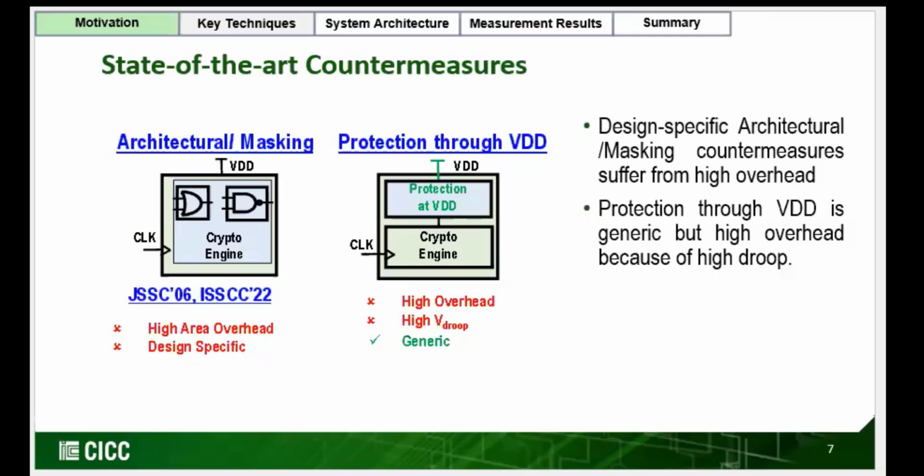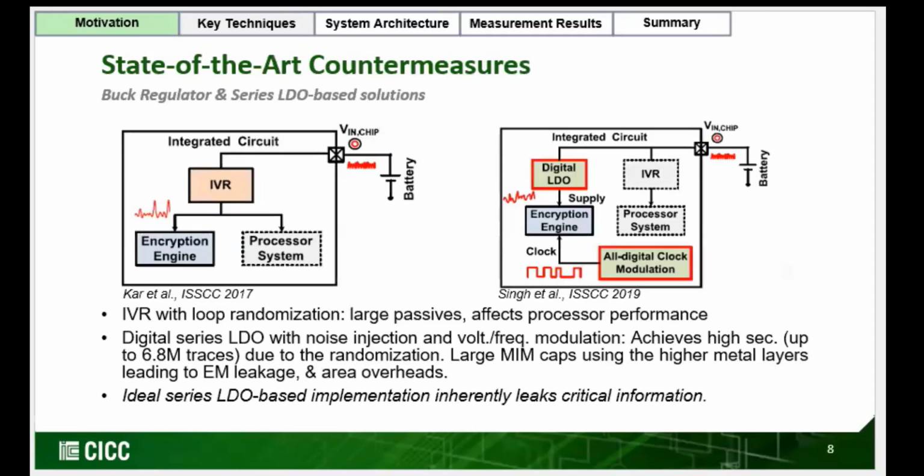I will briefly talk about some state-of-the-art VDD-based countermeasures against side channel attack. VDD-based countermeasures include the buck regulator and series LDO-based solution. This buck regulator and LDO-based solution achieves medium security, around 6.8 million to 10 million minimum traces to disclosure against power side channel attack, due to loop randomization and frequency randomization. Note that inherently, an ideal series LDO-based implementation leaks critical information as LDO current always follows the instantaneous current drawn by the load.